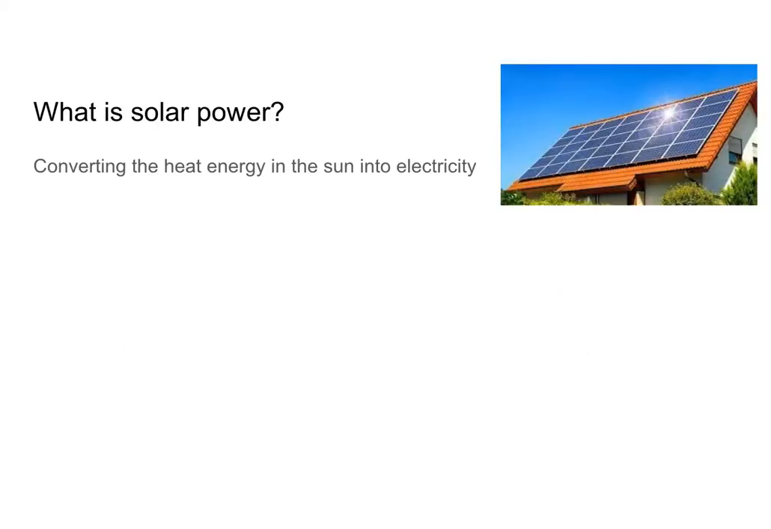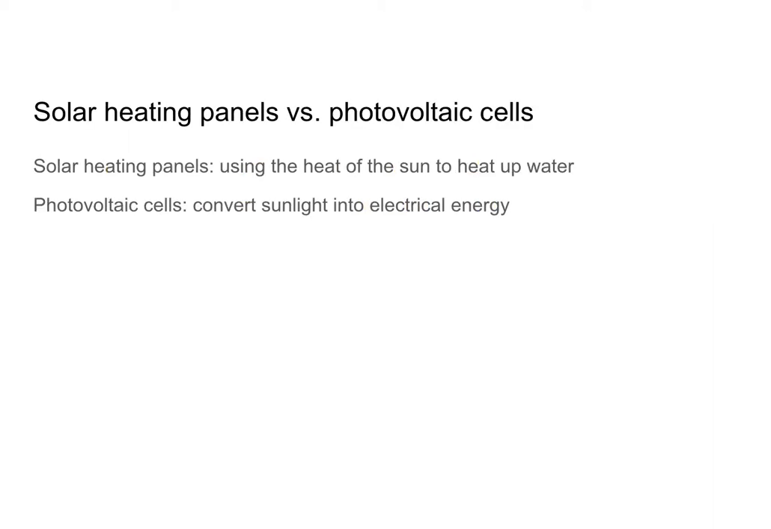So a solar panel is any time that we convert the heat energy in the sun into electricity. And perhaps a little bit more accurately, rather than heat energy, let's call it the electromagnetic energy. So the electromagnetic radiation from the sun into electricity. So we have two key kinds of solar panels.